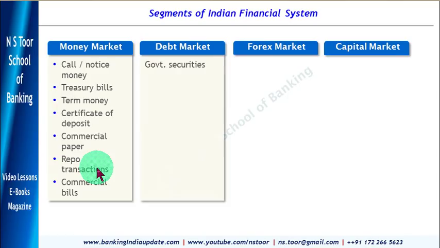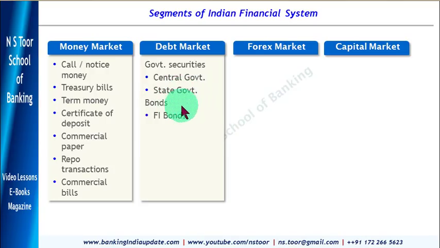In a debt market, which type of securities are used? In a debt market, we have government securities. Now these government securities can be central government securities, or these could be state government securities. These securities can be of short-term nature. These securities can be of long-term nature. These securities can be in the form of loans. These securities can be in the form of bonds.